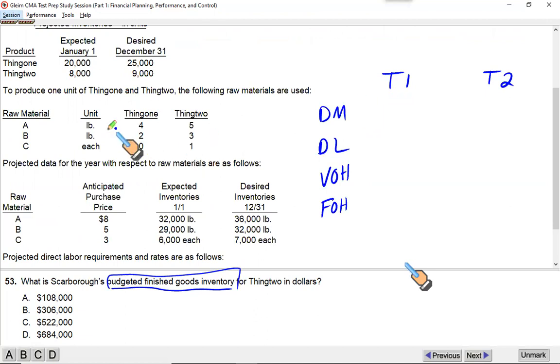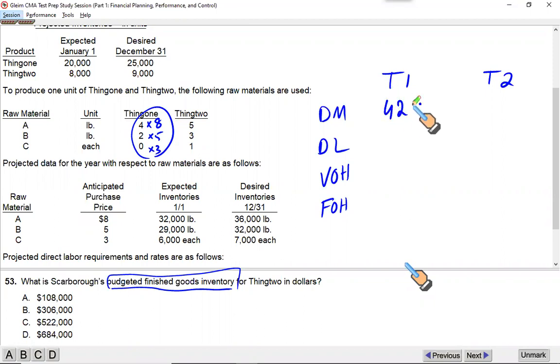Thing 1 requires A, B, and C. Thing 1 requires 4 A's, 2 B's, and no C, and A comes at the rate of 8, B comes at the rate of 5, and C comes at the rate of 3. So if you combine all these, this will give you the direct material used in thing 1. 4 times 8, 32, plus 5 times 2, that is 42. So the direct material used in thing 1 is 42.